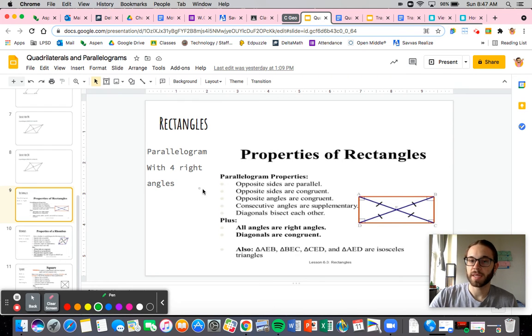Now, in terms of properties, it still has everything related to parallelograms. Those don't leave. They stay here. You get to still use them. The only difference is now we have all angles being congruent as opposed to just opposite angles. And also, the diagonals are congruent, all right? They're still bisected, but they're also now congruent. So this diagonal is equal to this diagonal, and this part is equal to this part, which is equal to this part, which is equal to this part. Okay? So that would make these isosceles triangles. Just keep that in mind.